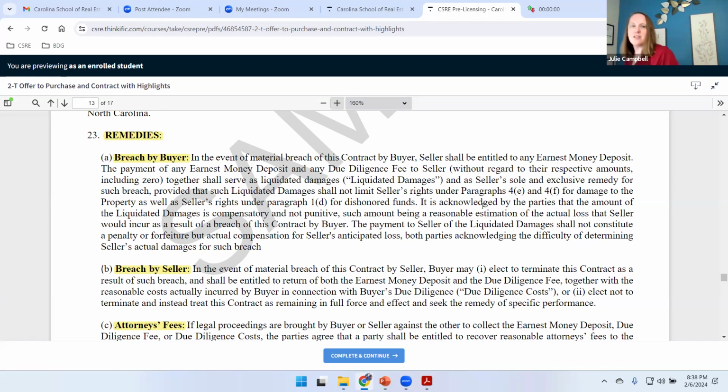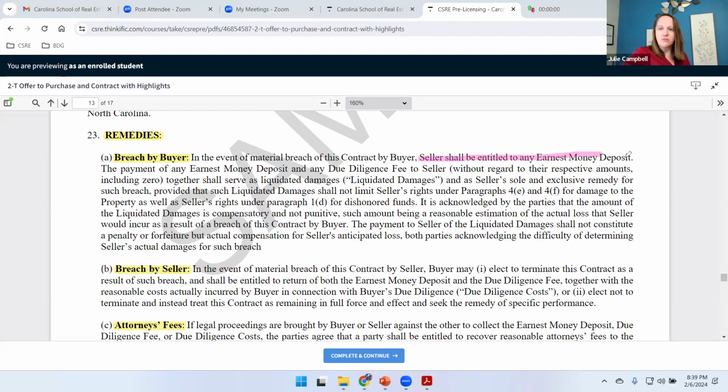So the remedies spell out specifically what happens if the buyer breaches and what happens if the seller breaches. And this is near the end, provision 23. So let's talk about breach by the buyer. In the event of breach of this contract by the buyer, which means we're after due diligence, and for some reason they were unable to purchase this home.